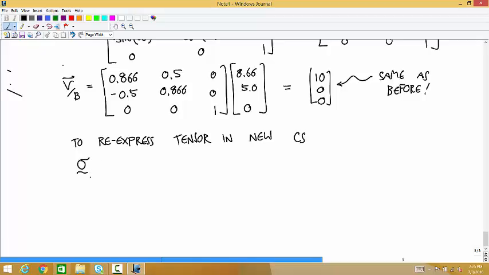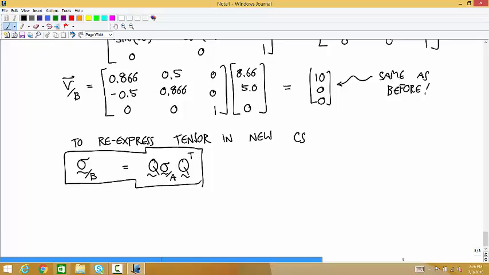The tensor in the new coordinate system, or maybe I should use that same notation I was using. So the tensor in the B coordinate system is equal to the rotation matrix times the tensor in the A coordinate system times the rotation matrix again transpose. So you need 2 of these rotation matrices instead of 1 like the vector.